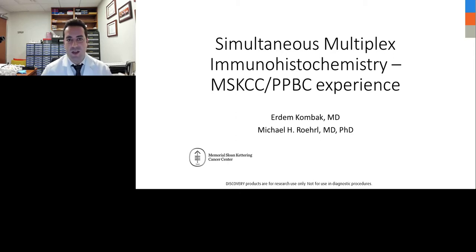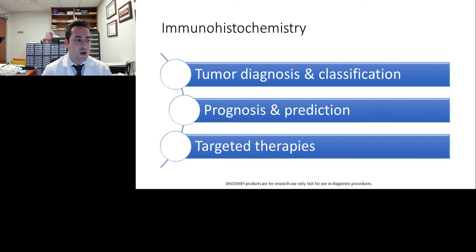In this presentation, I will try to demonstrate our multiplex immunohistochemistry experience using the Discovery Ultra platform. First of all, I would like to quickly revisit the basics. Immunohistochemistry is a widespread technique which we use in our daily practice for tumor diagnosis and classification, prognosis and prediction, and also for selecting candidates for targeted therapies.